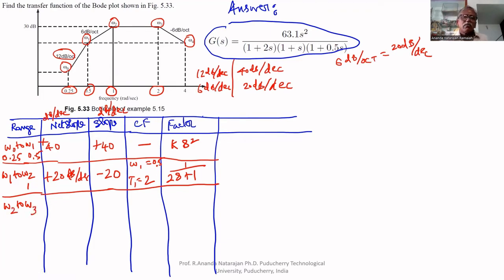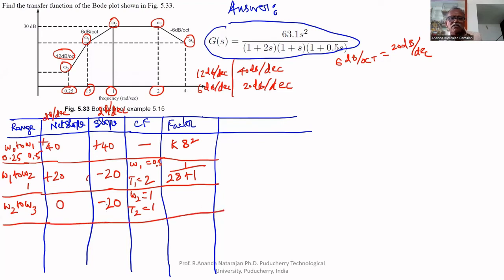Omega 2 to omega 3, the net slope becomes 0. Already it is plus 20, and it becomes 0, which means the contribution is minus 20. Therefore the corner frequency is omega 2. It is given in the diagram as 1. Therefore, T2 equals 1. The contribution is minus 20, therefore 1 by T2 S plus 1, which is 1 by S plus 1.